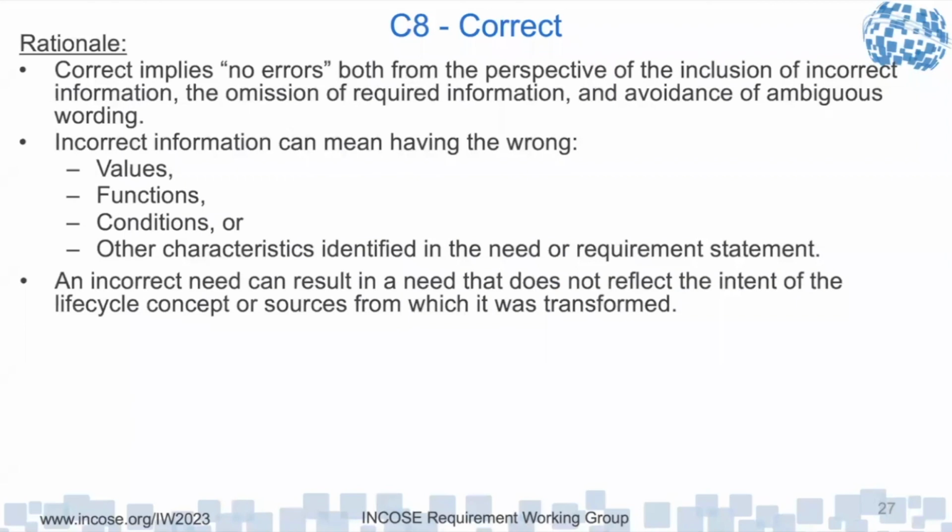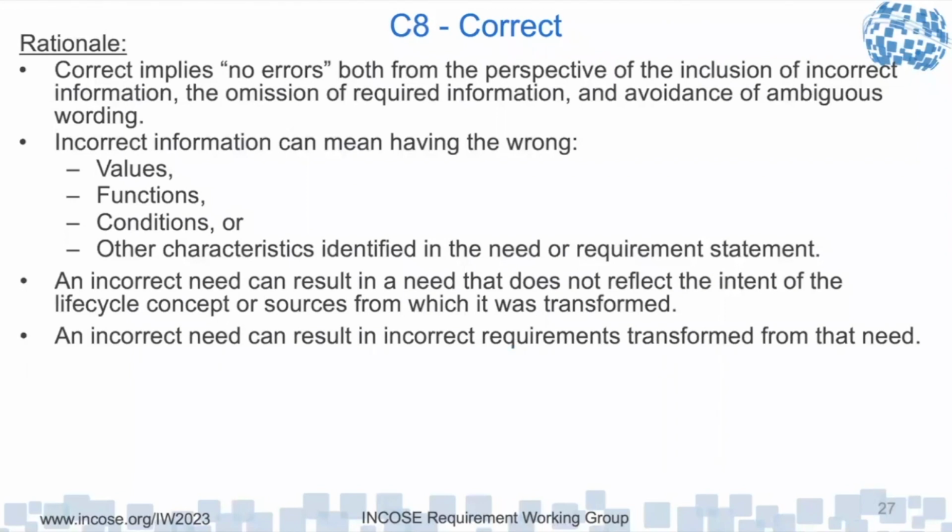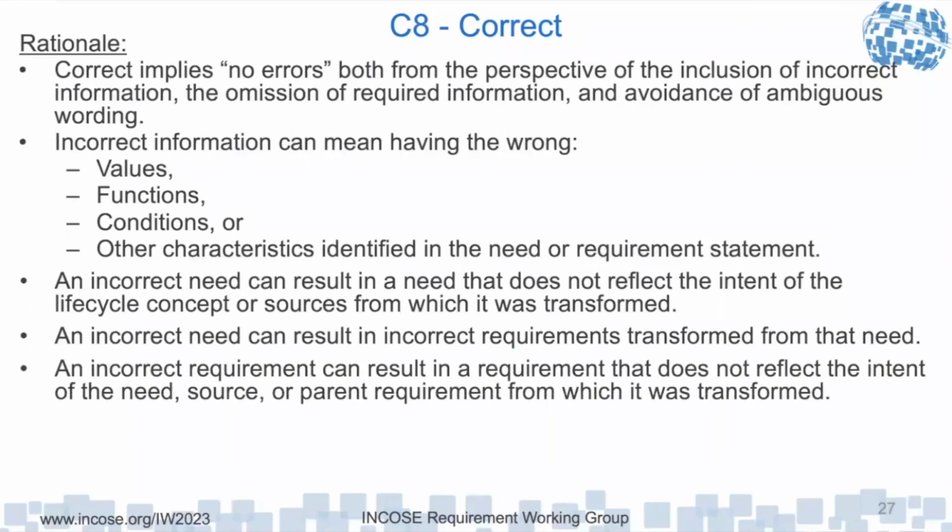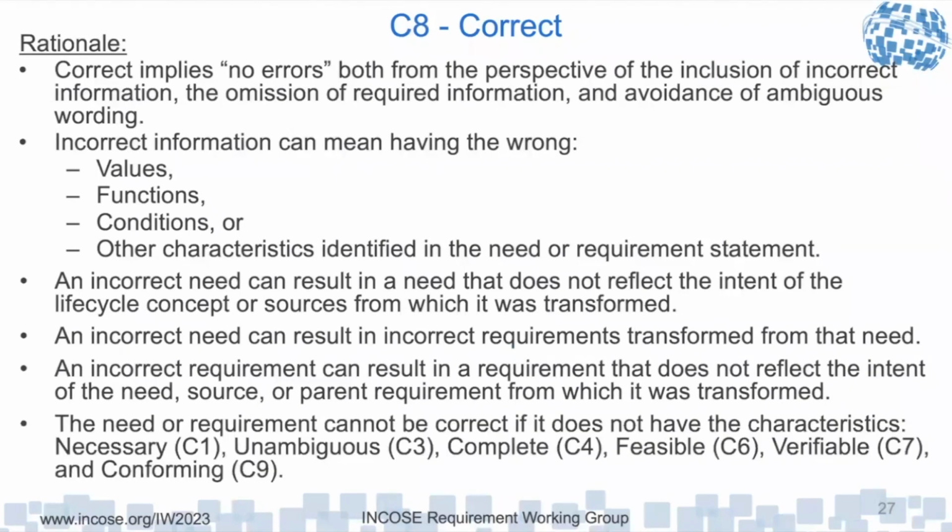An incorrect need can result in a need that does not reflect the intent of the lifecycle concept or sources from which it was transformed. An incorrect need can result in incorrect requirements transformed from the need. The quality of the requirements depends on the quality of the needs. So if the needs are defective, the resulting requirements transformed from those needs will be defective by default. An incorrect requirement can result in a requirement that does not reflect the true intent of the need source or parent requirement from which it was transformed, just like the need.